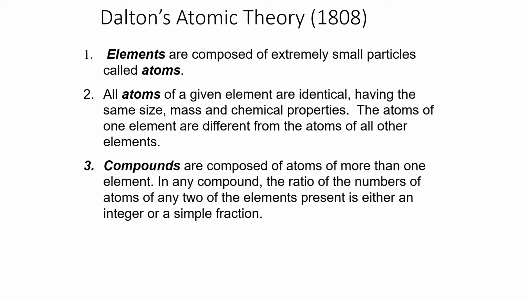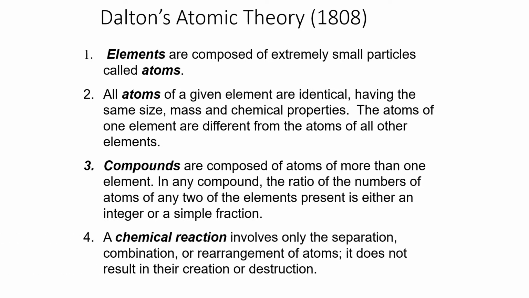Compounds are composed of atoms of more than one element. In any compound, the ratios of the numbers of atoms of any two elements present is either an integer or a simple fraction. So basically, all this is saying is that atoms of one element can combine with atoms of another element to form compounds.